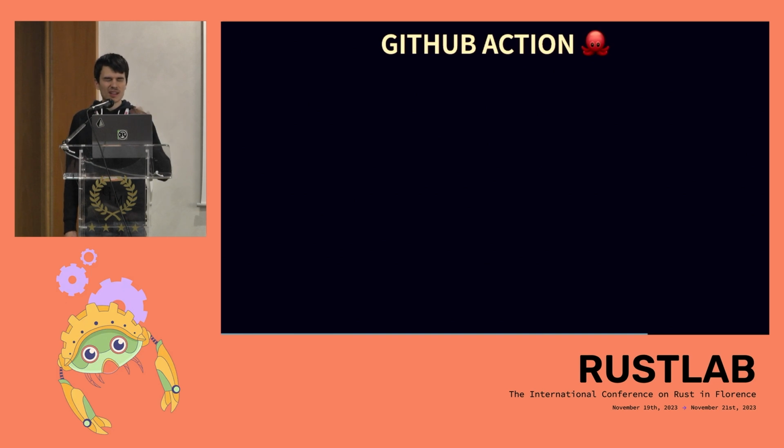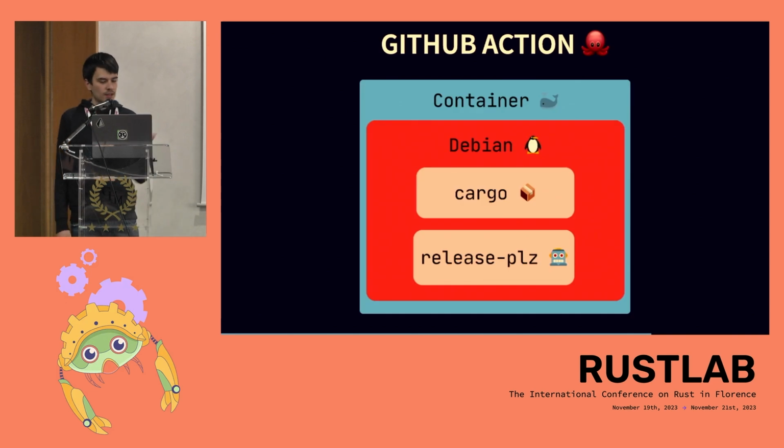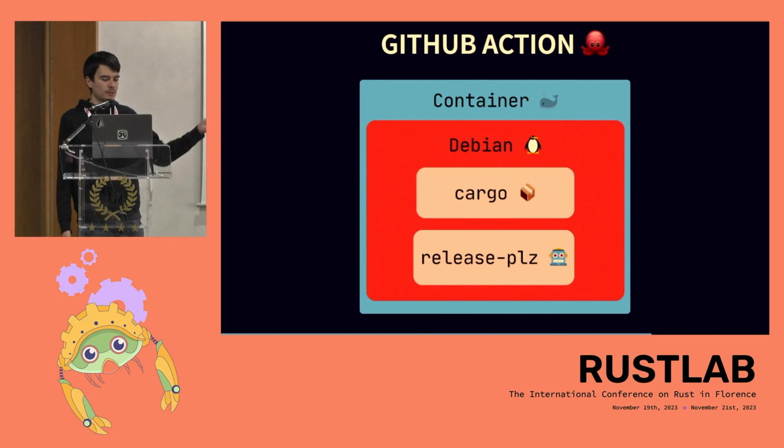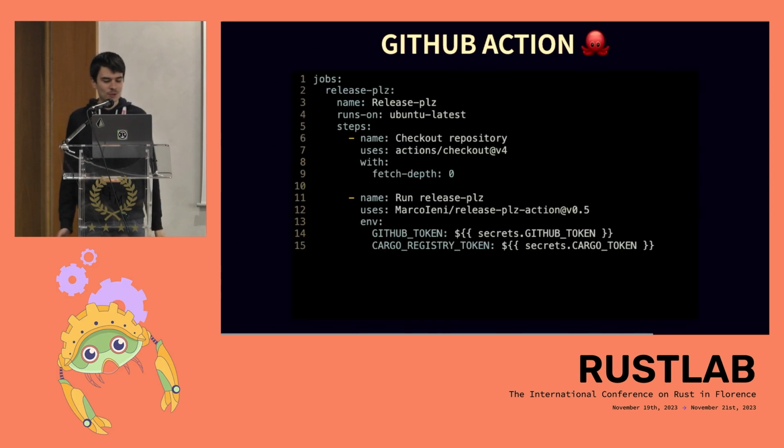Now, how does the GitHub action work under the hood? And pay attention if you want to package a Rust binary as a GitHub action, because this is interesting. So first, I started by having a Docker GitHub action. And yeah, I was used to writing Docker containers, so I said, why not? I will package Release-plz and cargo inside a Debian image and inside a Docker container. But I quickly found out that there are issues with this approach.